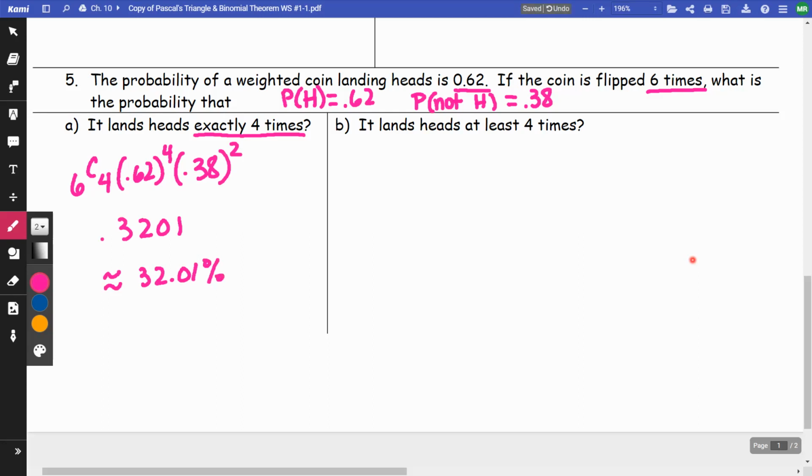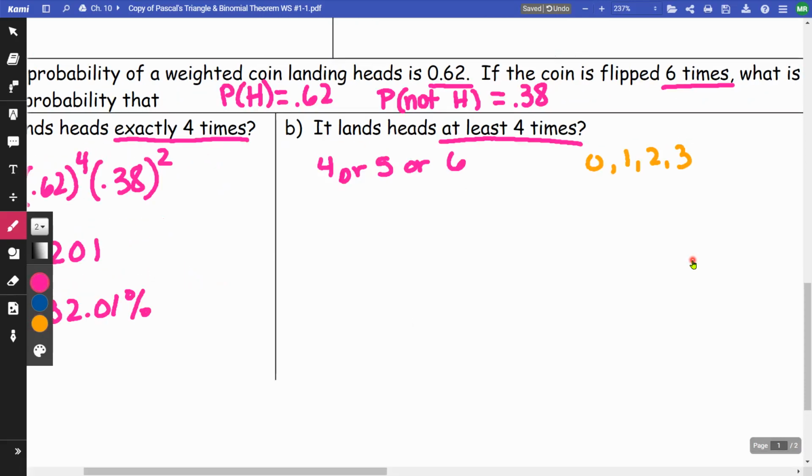Now this is a little trickier. This one's at least 4 times, so that means 4 or 5 or 6. Sometimes it's easier to find what we didn't want. What we didn't want was 0, 1, 2, 3. That's more than this, so unfortunately I'm going to have to find all of this. I'm going to be doing 6 choose 4, adding that with 6 choose 5, and adding that with 6 choose 6.